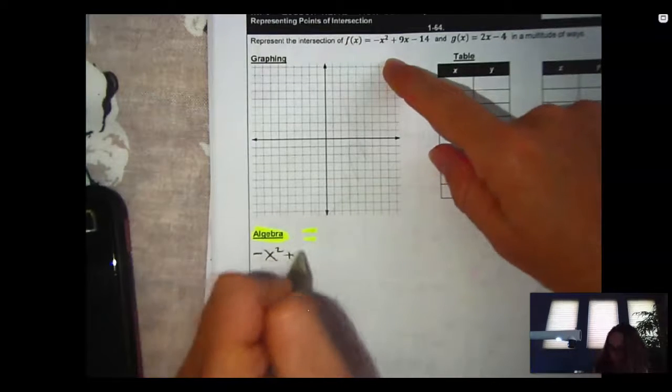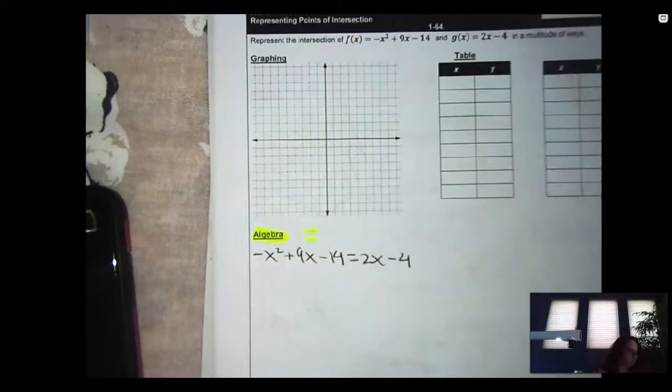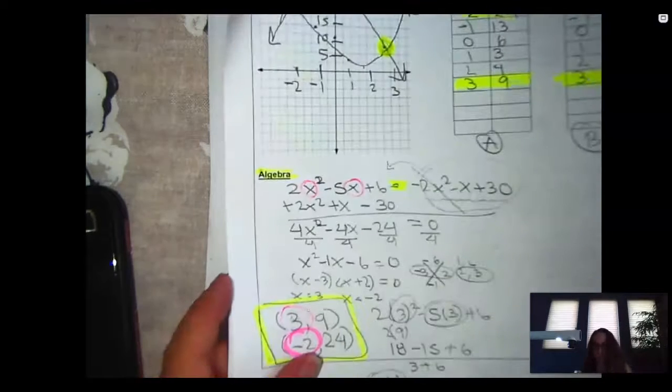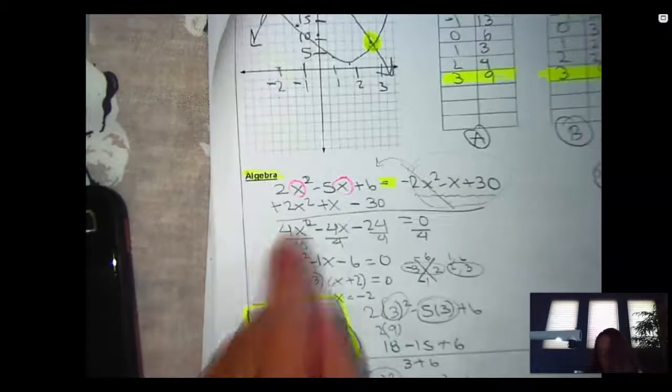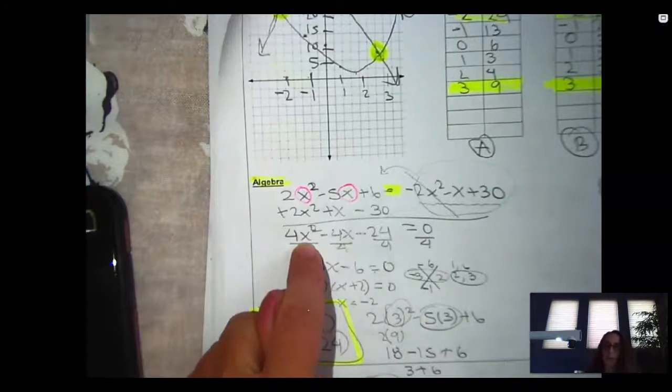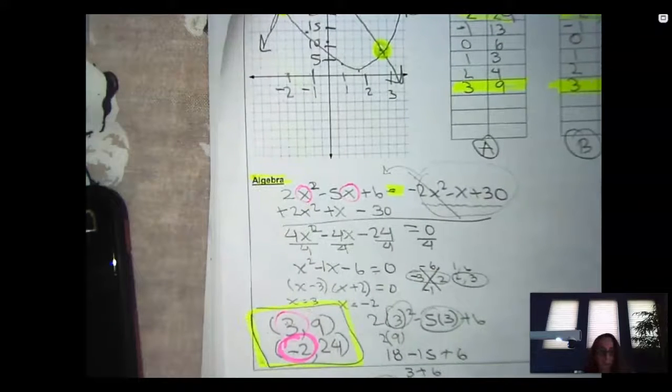So I'm going to take those two equations, negative x squared plus 9x minus 14, and set it equal to 2x minus 4. Now, I want to remind you that in the previous time, I moved everything to the left. Why did I move everything to the left? Because I want my x squared to be positive. Does it have to be positive? No, but life is easier when things are positive.